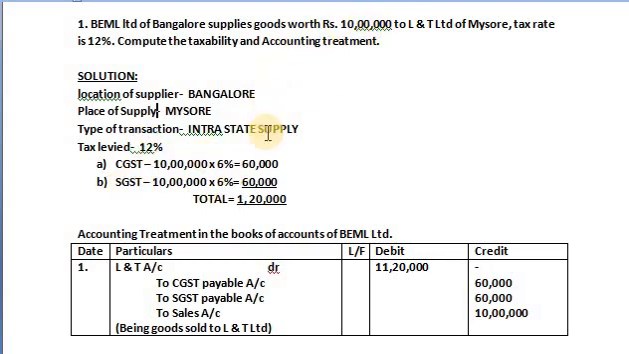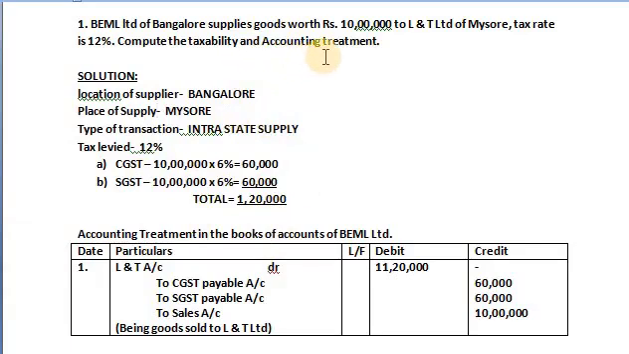And what is the worth of the supply? 10 lakhs. 10 lakhs into 6%, 60,000. 10 lakhs into 6%, 60,000. So the total GST paid is 1,20,000. Out of this 1,20,000, the central government will take 60,000 and the state will take 60,000. Clear? So this is the taxability we calculated.